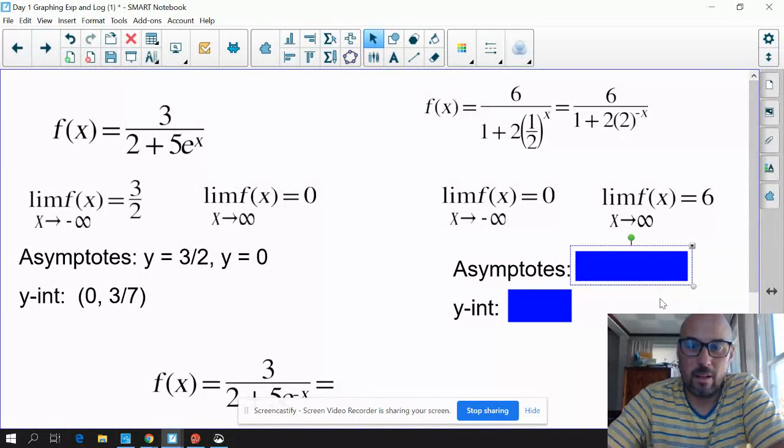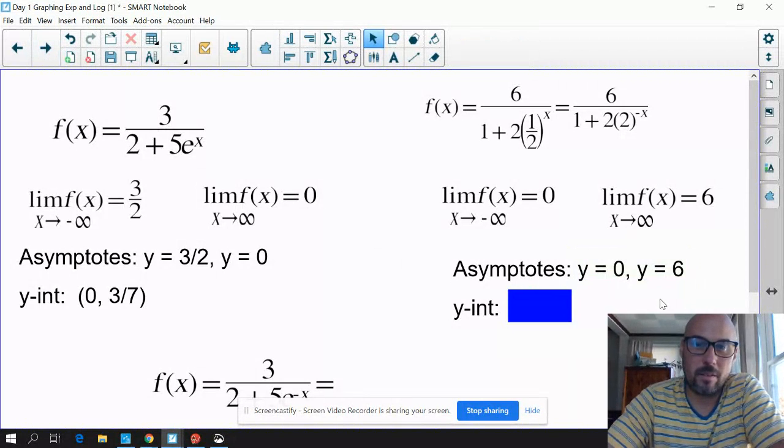And once you have the end behavior, you've got the asymptotes. What about the y-intercept? When x is 0, 1/2 becomes 1. So 6 divided by 1 plus 2 times 1 is 6 divided by 3, which is 2.